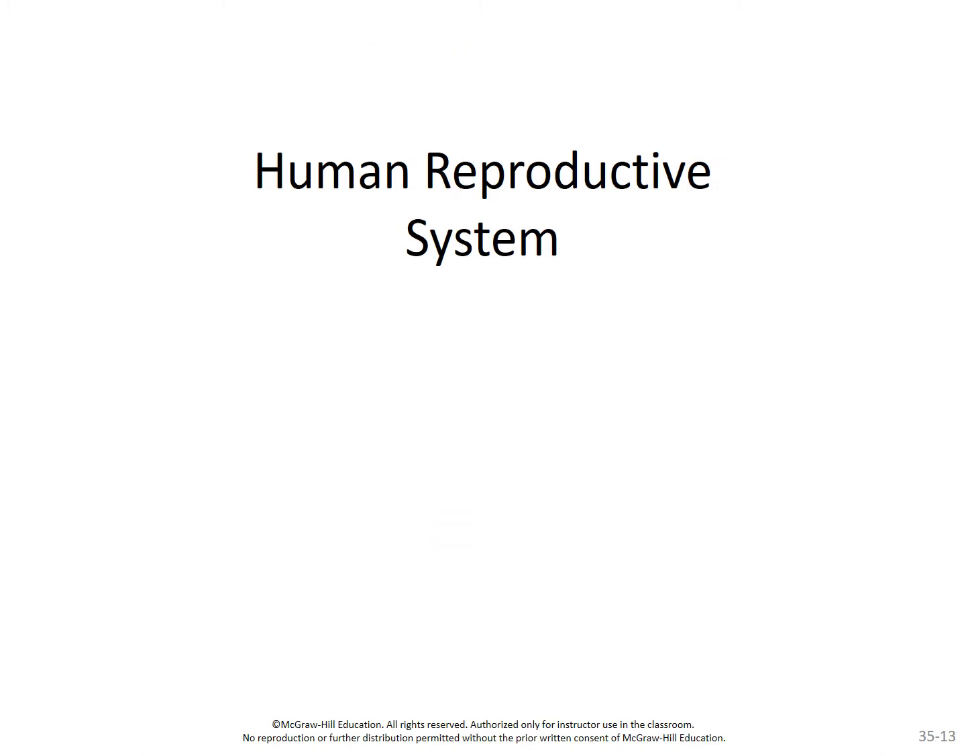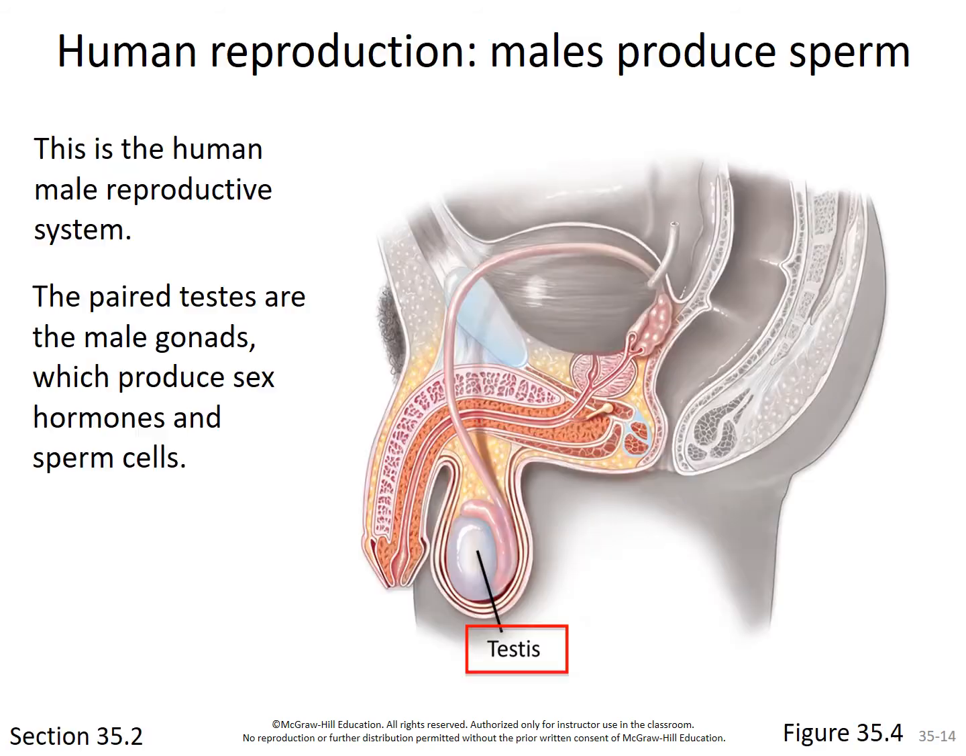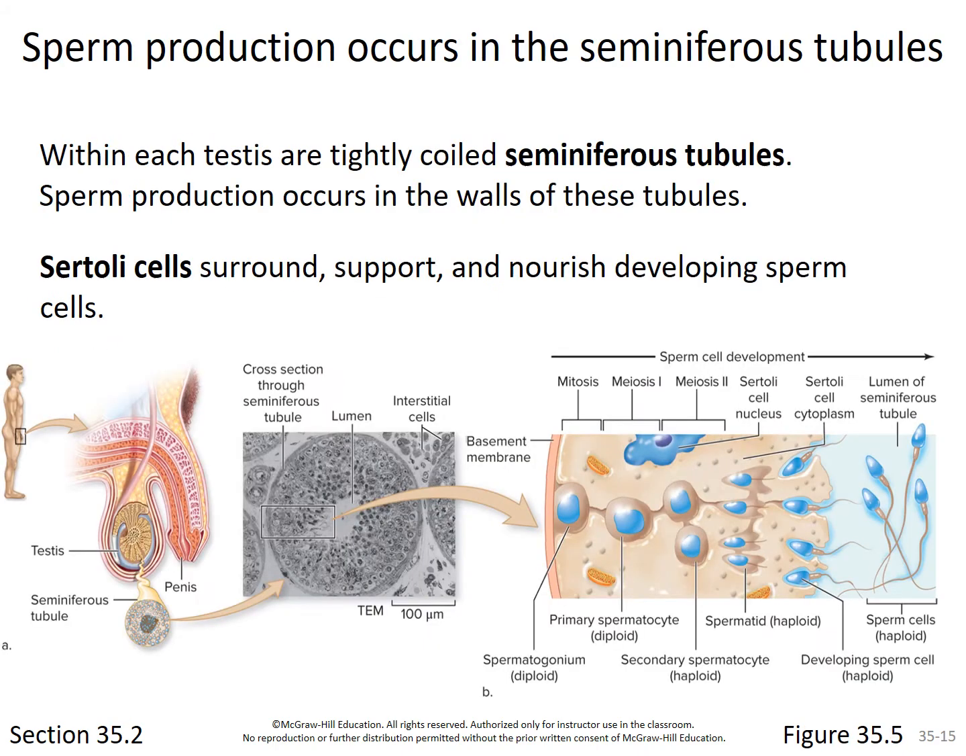So now we're going to talk about the human reproductive system for the rest of these two videos. So this is the human male reproductive system. The paired testes are the male gonads, and these will produce sex hormones and sperm cells. And so what we're going to do with this is we're going to take a look at the process of sperm formation and take a look at its pathway on the way out of the male body.